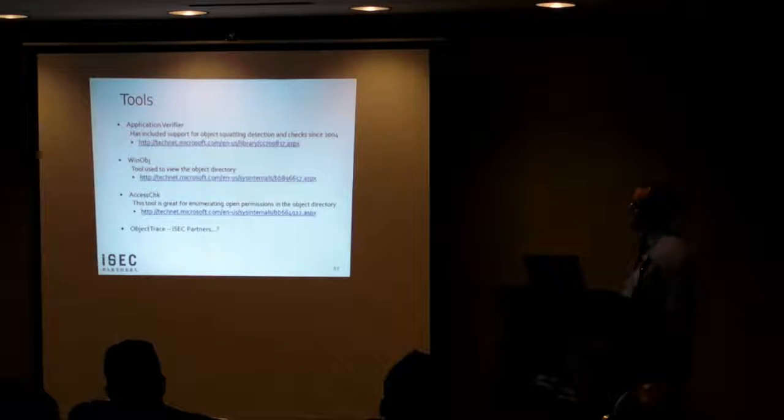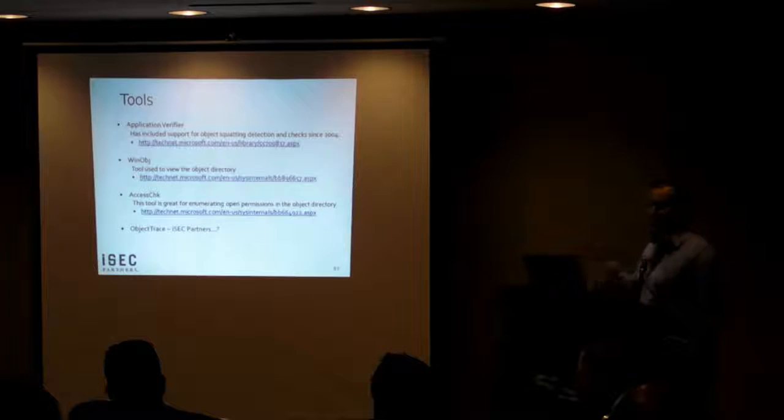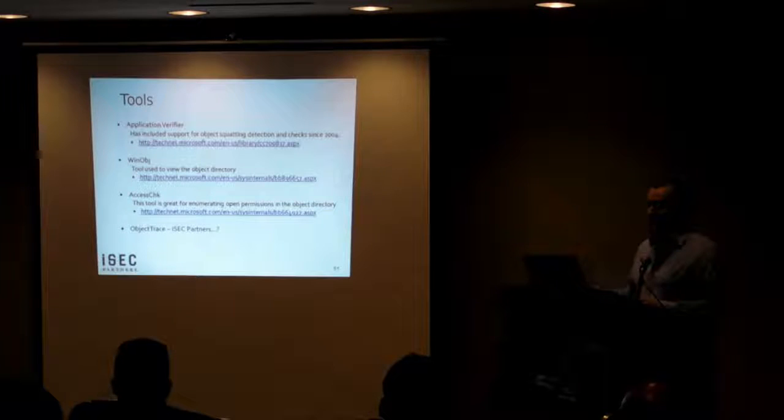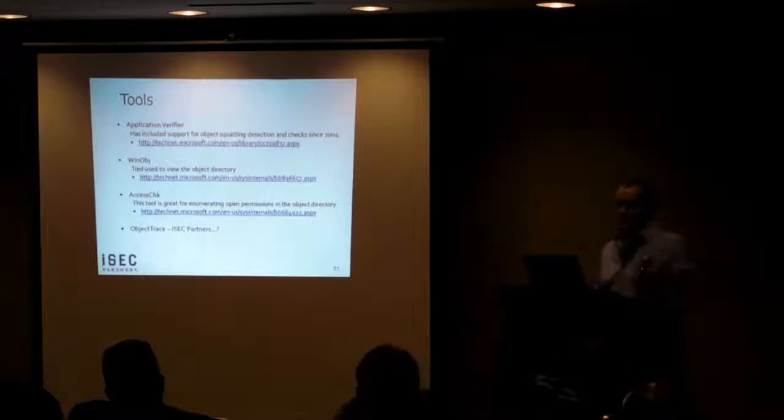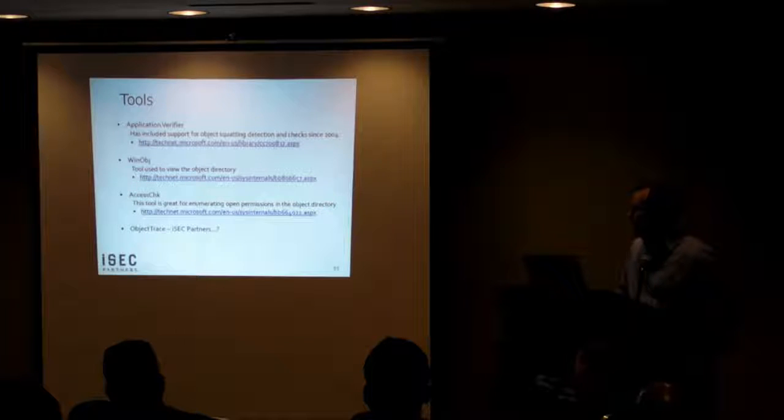Some tools. Application Verifier is a Microsoft development tool you can use to validate a lot of code that you're working on for memory leaks, handle leaks, all sorts of cool stuff. There's also things in there for object squatting. For example, if you're creating objects in the global namespace, that kind of thing, it will warn you about them, to a degree. Not sure how helpful it is, but it's informational. WinObj is a tool that I just used to peer around and look at things.